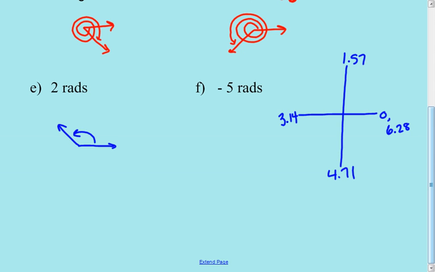And then negative 5. If I went positive 5 radians, I would go here and go about that far to get to 5 radians, a little more than 4.71. But it's negative, so I need to make sure that I rotate in the opposite direction. So I'll go all the way around and end up right about there. Okay?